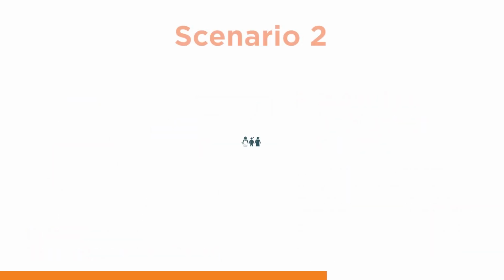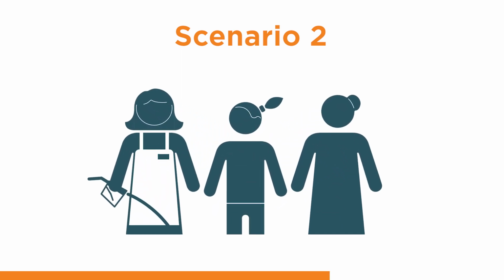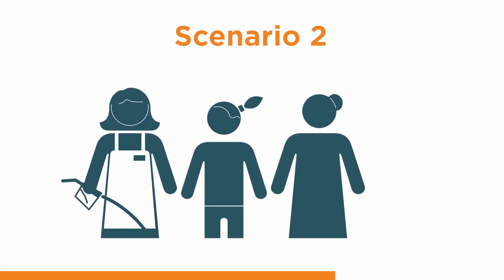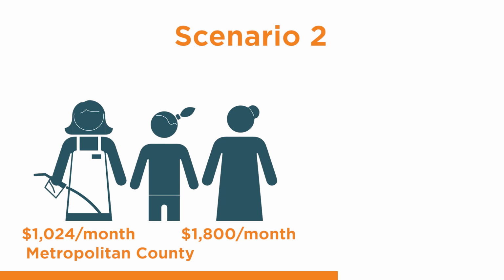Scenario 2. Anne is an in-school youth that lives in a house with 2 other individuals, her mother and her older sister, who is 25 years of age and works at the local gas station. They live in a metropolitan county. Anne's mother earns $1,800 per month, and her sister earns $1,024 per month. Let us walk through this scenario.